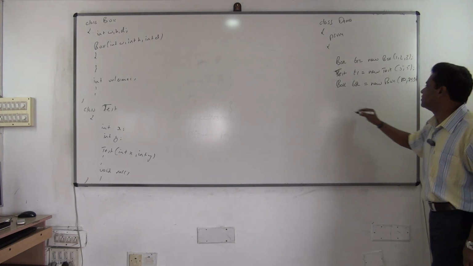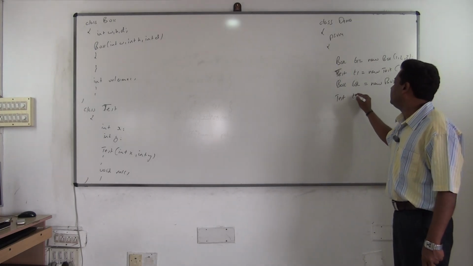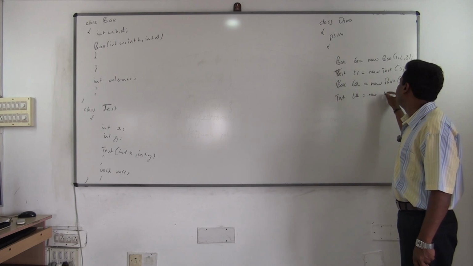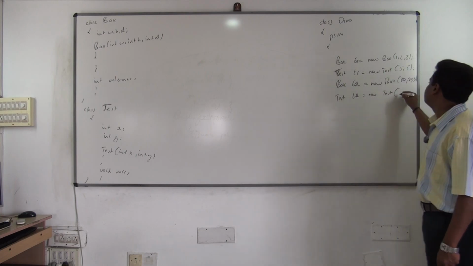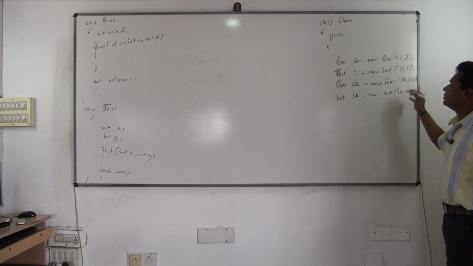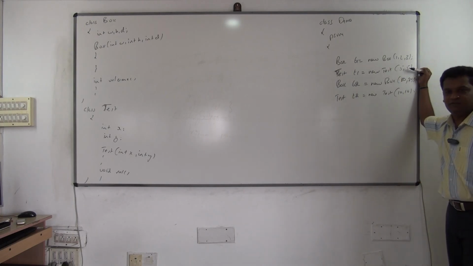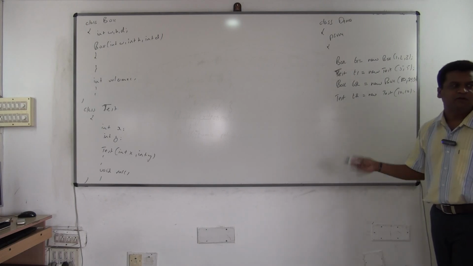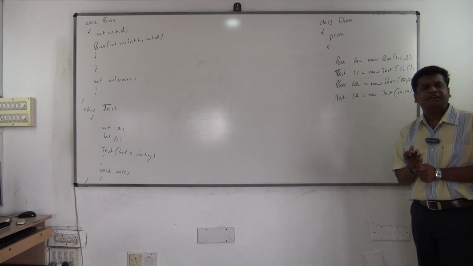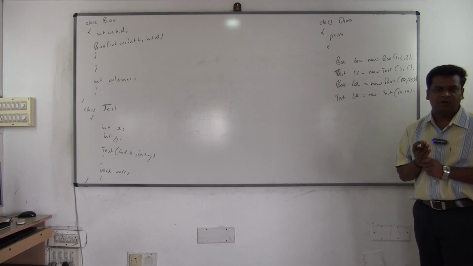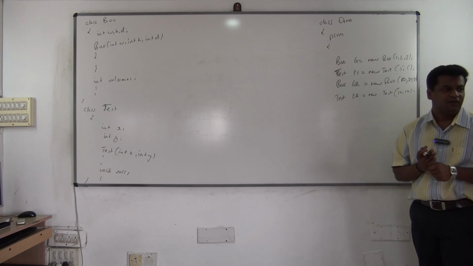You can create more objects. Or you can write Test t2 is equal to new Test, and I write something like 10 and 10. So what are you doing? You are creating the Box object as well as the Test object. Again you created the Box object, again you are creating the Test object. Like that you will go on creating objects. Objects can be created n number of times. There is no problem with that. Once you have got a class, what will you do? You will go on creating the objects.